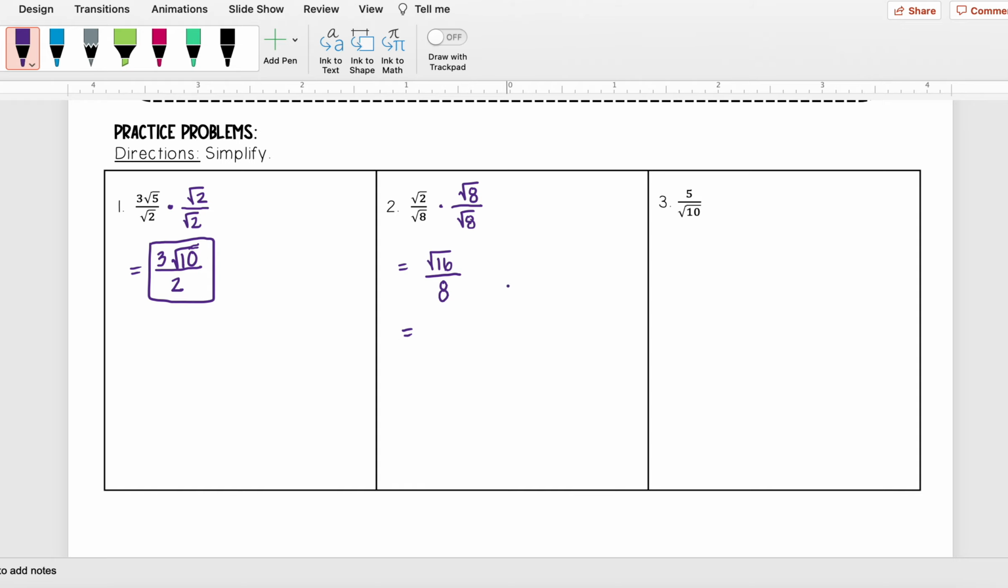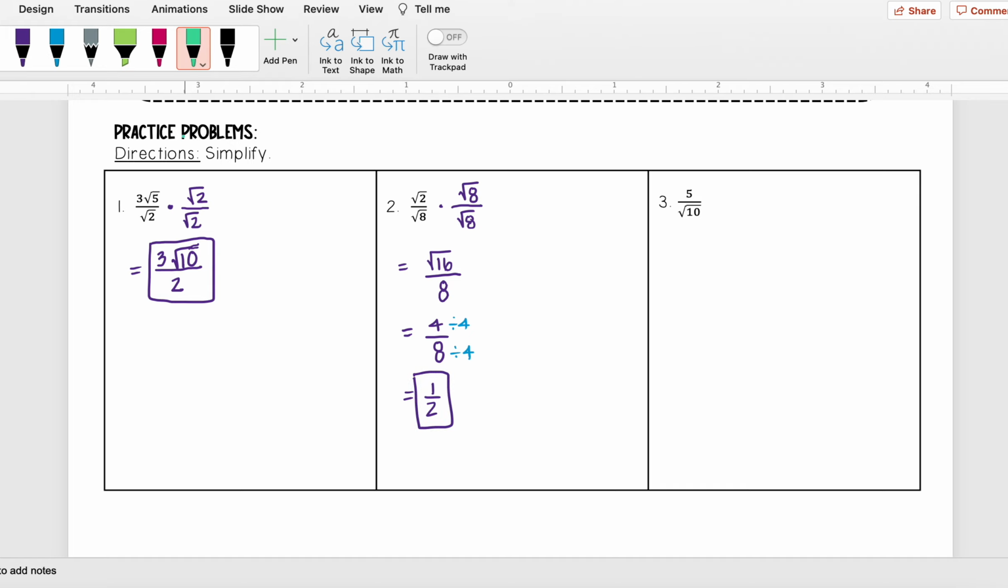But now I see here I can actually simplify this further. I recognize that 16 is a perfect square, and so when I take the square root of that, I get 4. That's because 4 times 4 equals 16. And then I see that I can still simplify that even further. So if I do 4 over 8, I can divide both top and bottom by 4. And so I get that this is equal to 1/2.